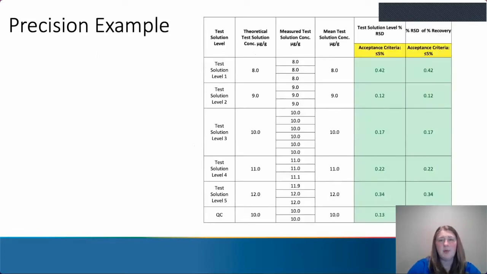In this example, we're using the data set from before, but this time we're going to use the RSDs, and we're going to express it as a percent RSD. So the acceptance criteria here is a generous 5%, and you can see that we're well within the established specification.